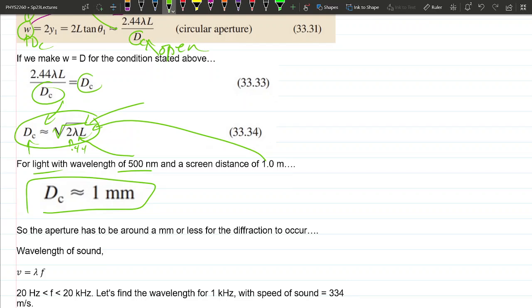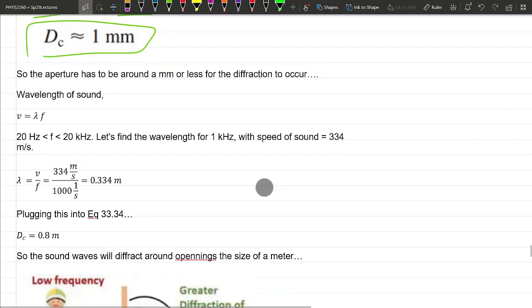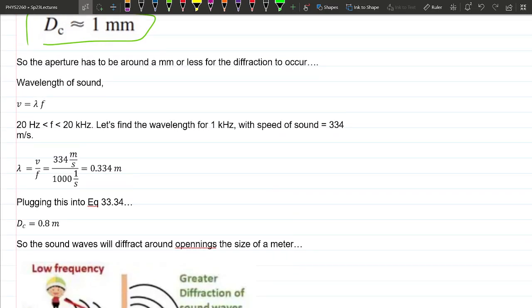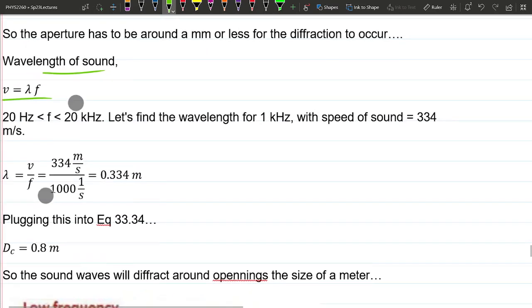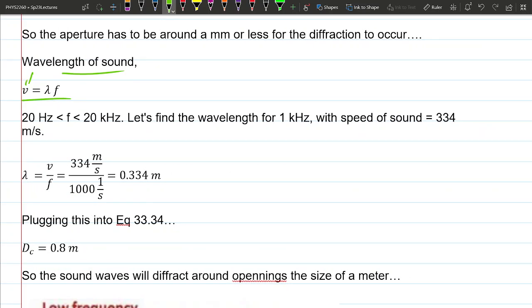All right. I'm going to do another example that's a little bit different. We're going to deal with it in terms of sound waves. Sound waves work the same way. So the wavelength of sound, you can calculate from the speed. For any wave, actually, the speed of the wave is the wavelength times the frequency. Let's say we have a sound that has a frequency of 1 kilohertz. So it's kind of like a high-pitched sound.